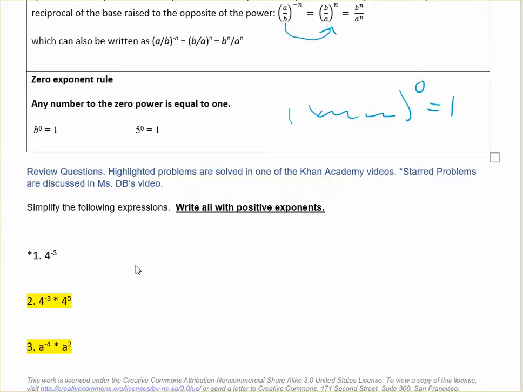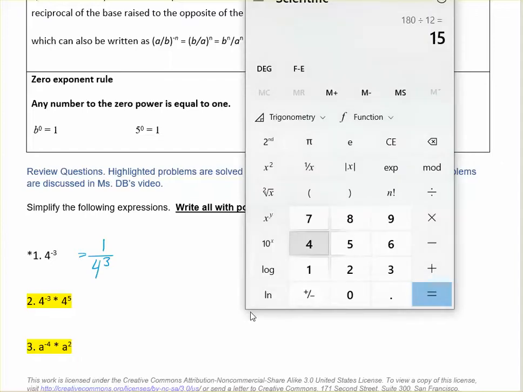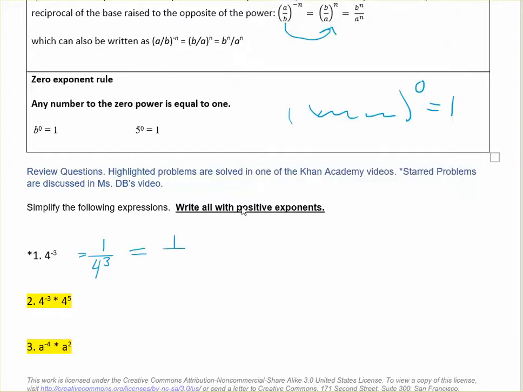So the first one, number 1, is 4 to the negative third. The rule is I can write that as 1 over 4 to the third power. Now 4 to the third is kind of on the fence about being a really big number or not. 4 to the third power we can find is not too big, it's 64. So this could be simplified to 1 over 64. That's not bad. We would not write that as a decimal. We would just leave it as 1 over 64.